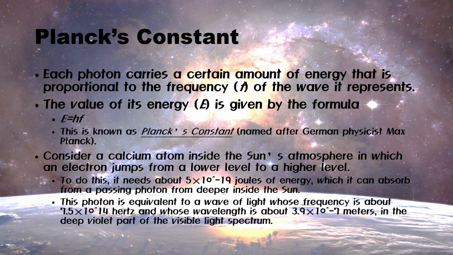Consider a calcium atom that might exist inside the sun's atmosphere, in which an electron jumps from a lower level to a higher level. To do this, it needs about 5 times 10 to the minus 19th joules of energy, which it can absorb from a photon from deeper inside the sun. Now, this photon is equivalent to a wave whose frequency is about 7.5 times 10 to the 14th hertz, and whose wavelength is about 3.9 times 10 to the minus 7th meters, in the deep violet part of the visible light spectrum.